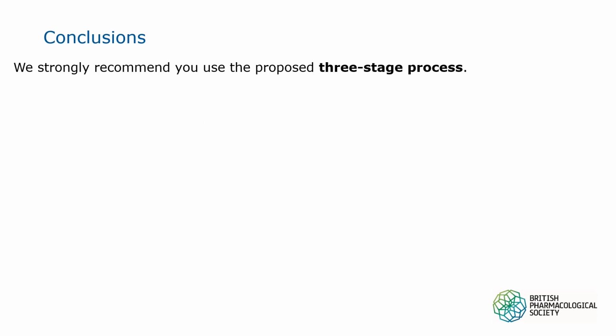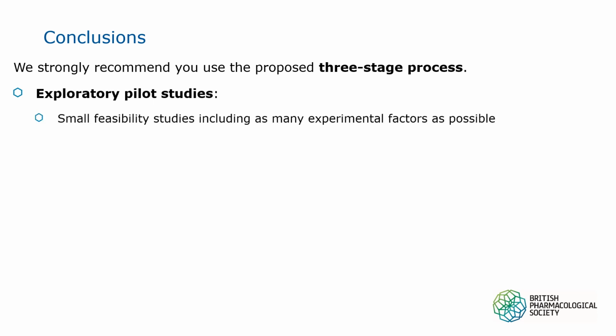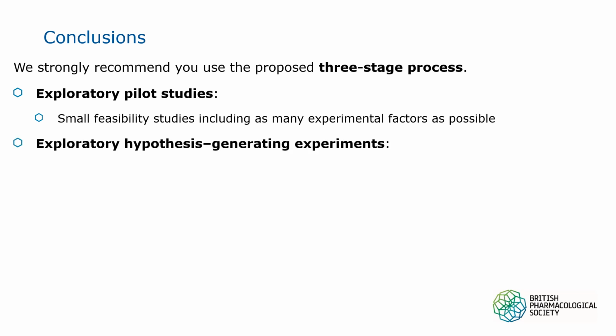While no single approach will work in all cases, we strongly recommend you aim to conduct a three-stage process when running your experimental investigations. Pilot studies should be small and serve to assess the feasibility of using the animal model. They should include as many experimental factors as possible to enable optimization of the factors of interest in future experiments. Once you have selected and confirmed the feasibility of the model, use hypothesis-generating experiments to explore your ideas.